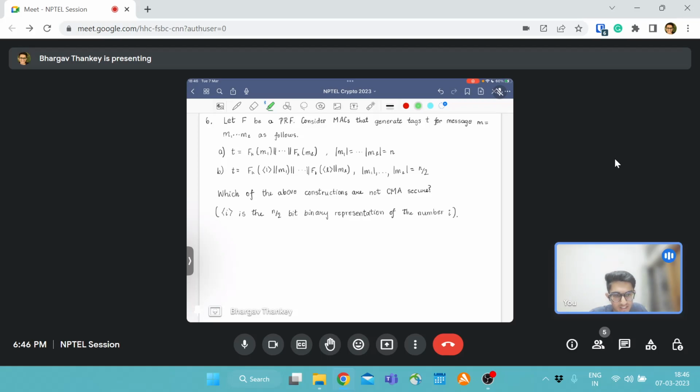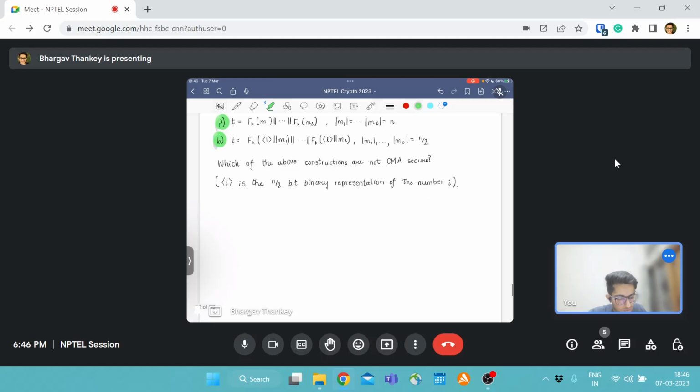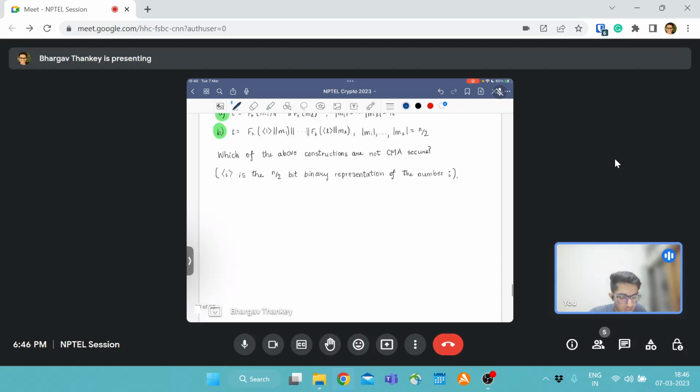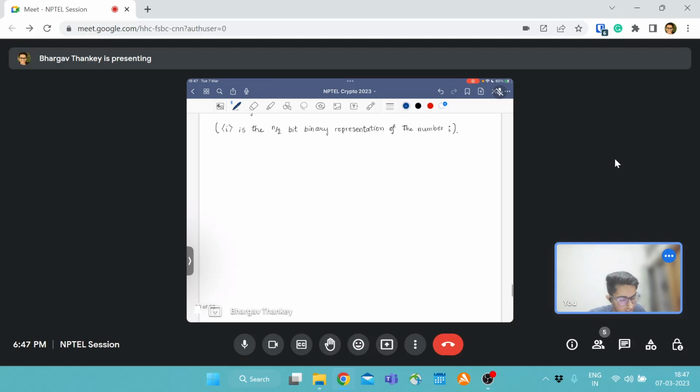Okay, it turns out that neither of the two constructions are CMA secure. Let's see why. So recall the CMA security game. What we'll just do is construct an efficient adversary for each of these two constructions. So let's first show that A is not CMA secure.